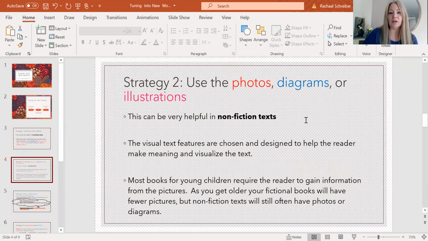Use your photos, diagrams, or illustrations. It's very helpful in nonfiction texts because they oftentimes have diagrams and photographs, captions, all kinds of things to help us. Fiction books will have illustrations, but as we move into chapter books, not so much.